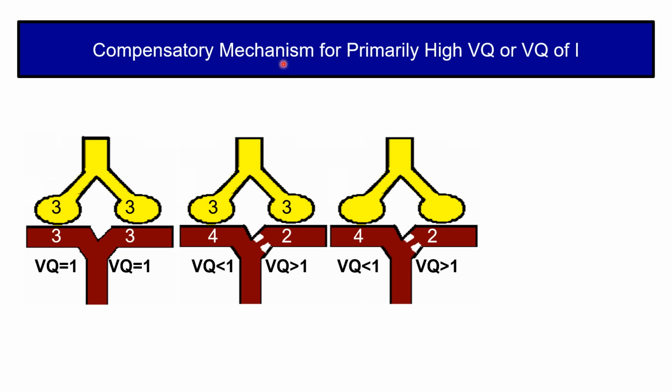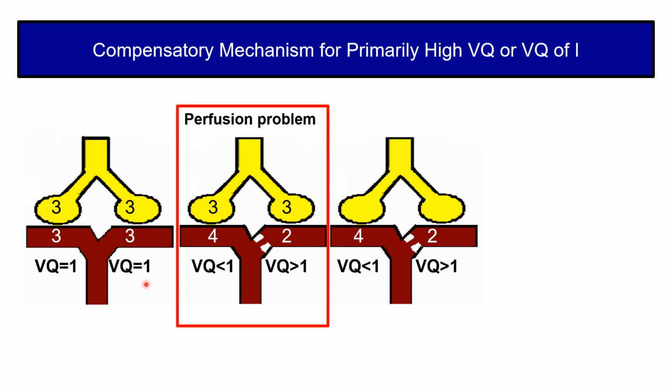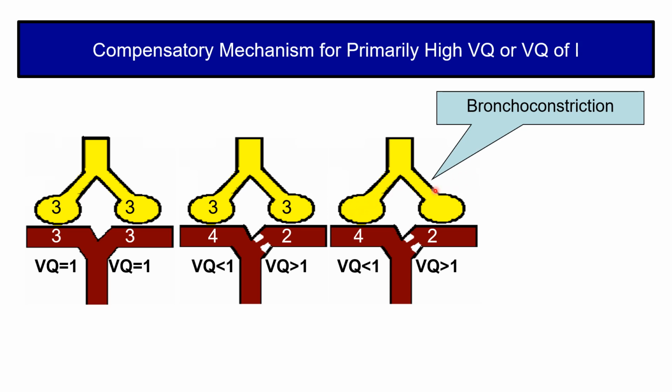What is then the compensatory mechanism for a primarily high V/Q or a V/Q of infinity? Now, from a normal condition, there may be a perfusion problem. There's partial obstruction here, so you have a V/Q relationship that's 3 over 2 or infinity. And the blood that's supposed to go here goes here, so you have a V/Q relationship of 0. What will be the response? Since the problem is in the perfusion, the response will be in the ventilation. So there's going to be bronchoconstriction.